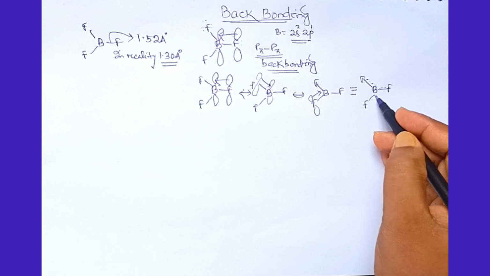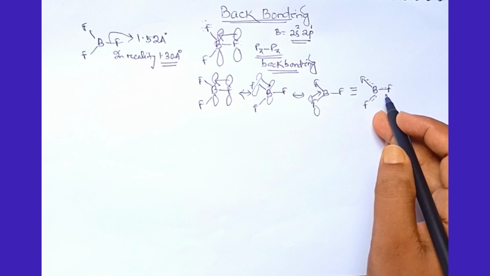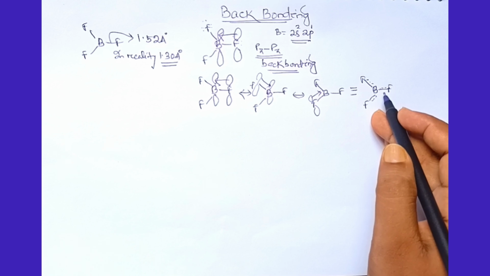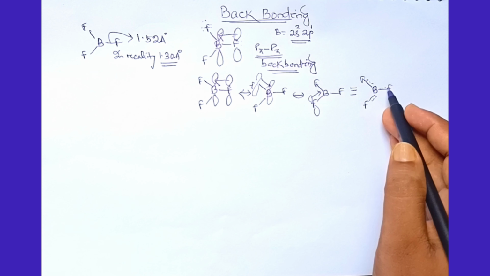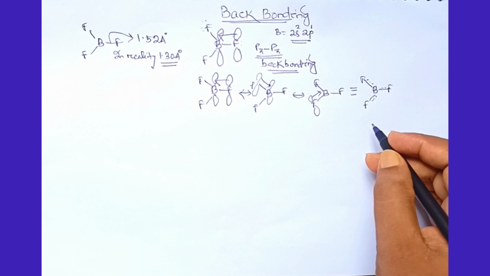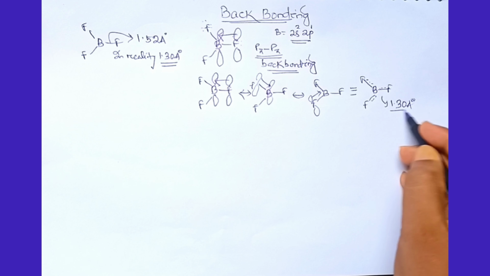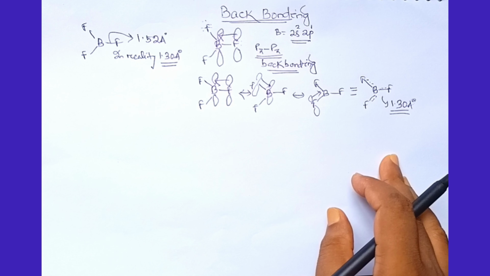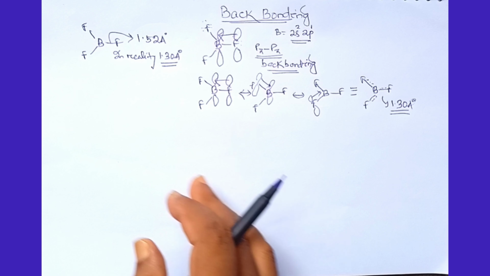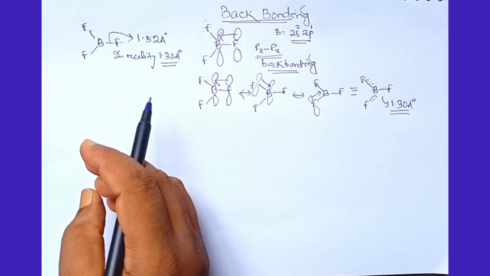Okay, you see, in between the boron and fluorine there is neither a single bond nor a double bond, it is in between: one single bond and one partial bond. So that's why here the bond length is 1.30 angstrom.